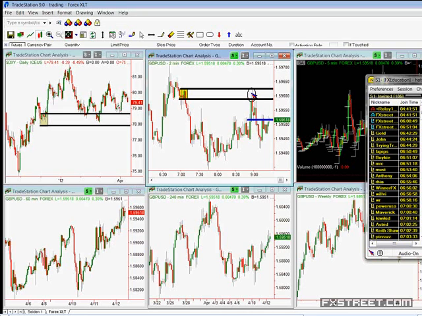This is market timing at its finest. This is pinpointing where the market's going to turn. It's also pinpointing where the market's going to go. So make sure you focus on that equation.